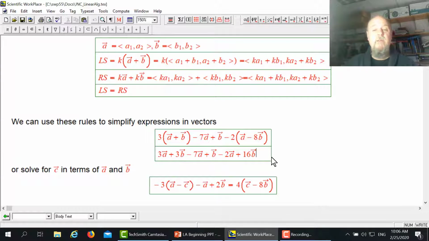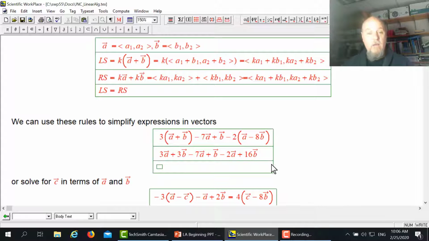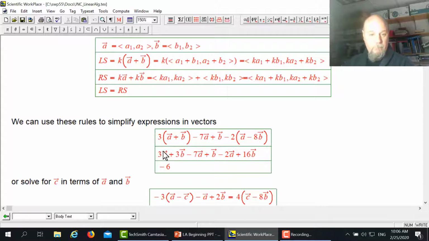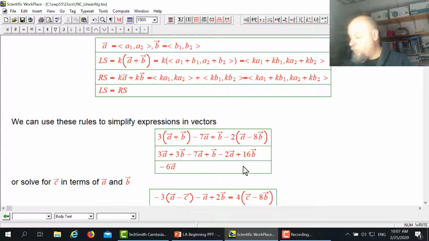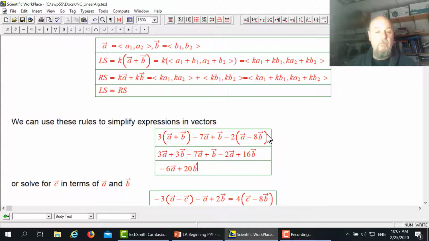So now I've got a bunch of a's and a bunch of b's. Let's group together. How many a's do I have? I've got 3 here, minus 7 here, that's minus 4. Minus 2, now that's minus 6. So minus 6 of the a vectors. How many b's do I have? 3 plus 1, 4, plus 16, plus 20. So this expression simplifies to minus 6a plus 20b.